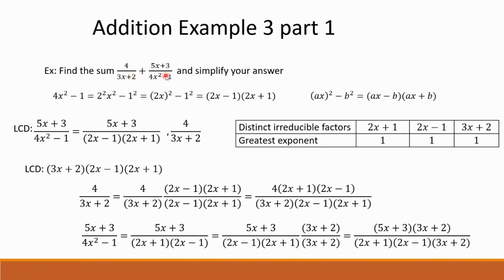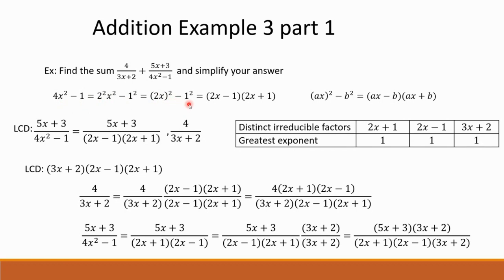Now for the second one, the denominator is 4x squared minus 1. From here, we can factor that. It's just like from before, actually, because 4 is 2 squared, x squared is x squared, and 1 is 1 squared. So in other words, we have a difference of two squares here. From here to here, we can use our rules of exponents, and we get 2x squared minus 1 squared.